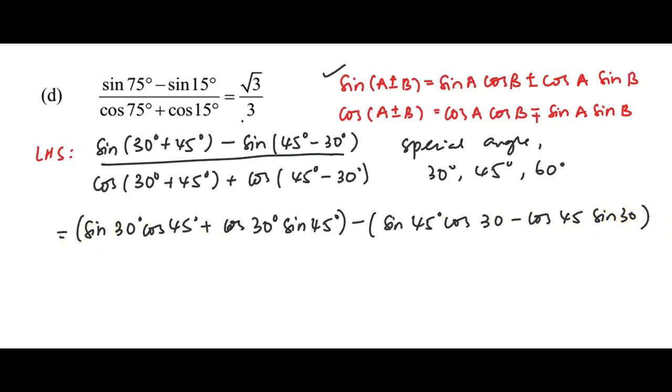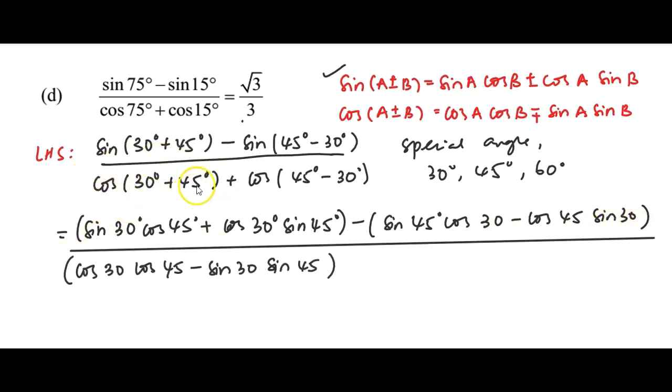Okay, and this is divided by, expanded using the second formula, where when it is positive plus, the formula, when you expand it, will be negative here. So you have cos A plus B equals cos A cos B minus sin A sin B. Now say that your A is 30 and B is 45. After I expand, I got this positive.